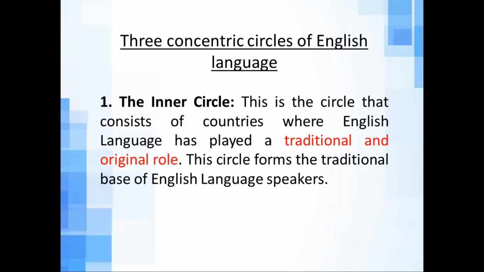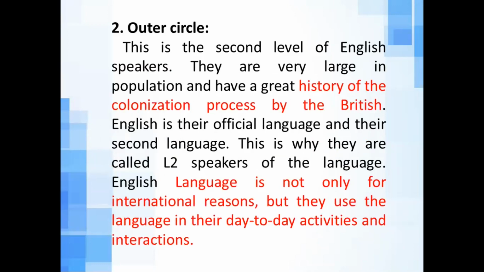The next one is the outer circle, which is the second level of English speakers. They are very large in population and have a great history of colonization by the British, where English is their official language. English was imposed on them because of colonialism, and it became their second language. This is why they are called second language speakers. So the English language is not only for international reasons, but they use the language in their day-to-day activities.